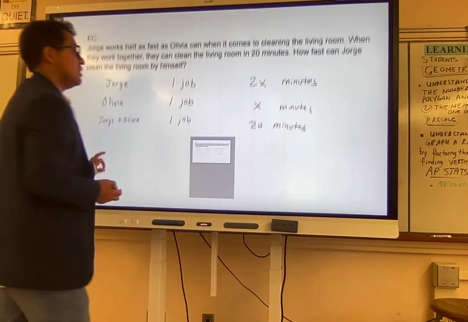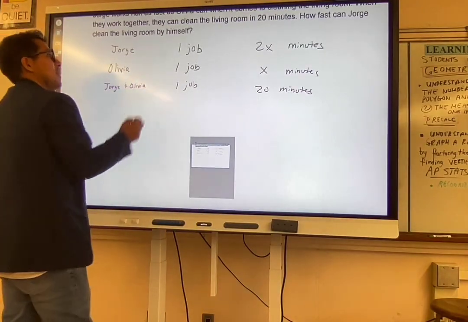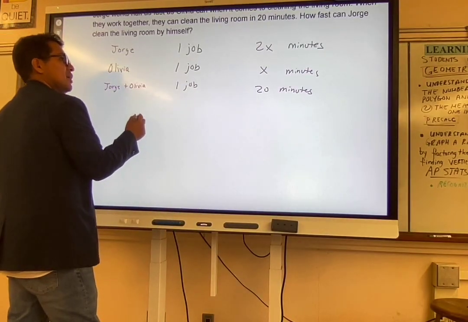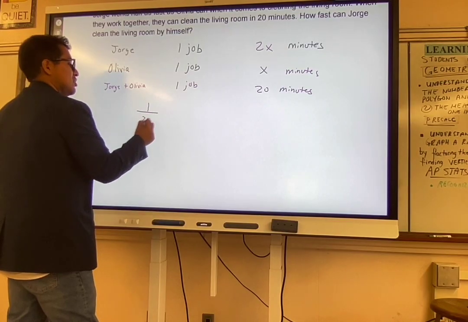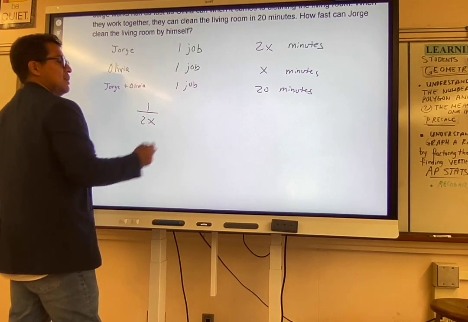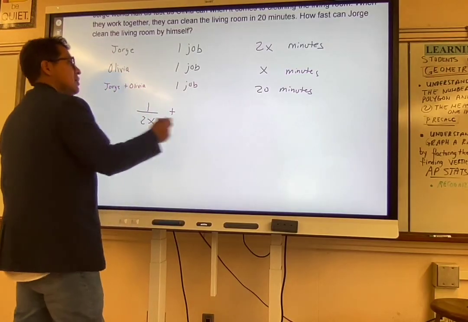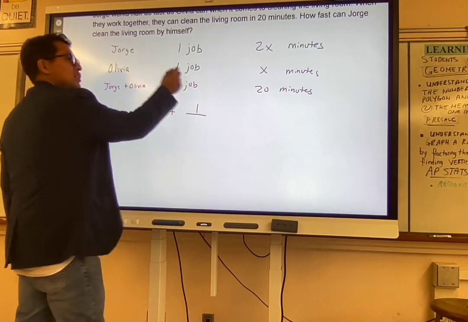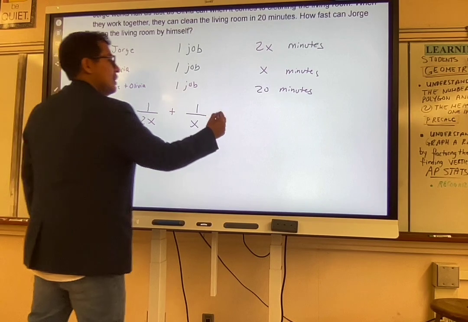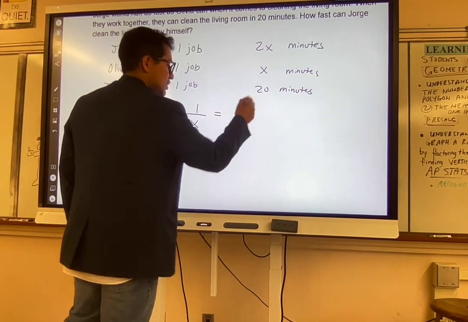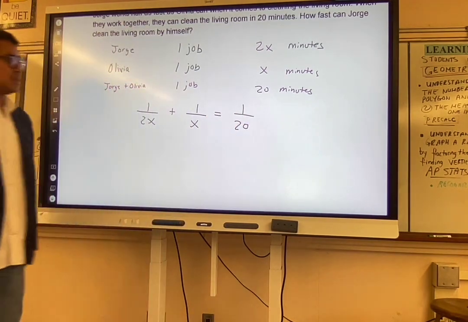Okay? So what does this table help me accomplish? It helps me accomplish the following. Jorge gets the one job done in 2x minutes, so that can be represented by this fraction: one job in 2x minutes. If I combine that speed with Olivia's speed, which is one job done in x minutes, combined, that equals the one job done in 20 minutes. So we set it up this way.